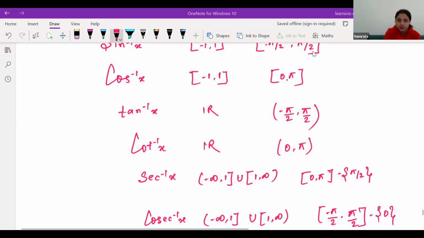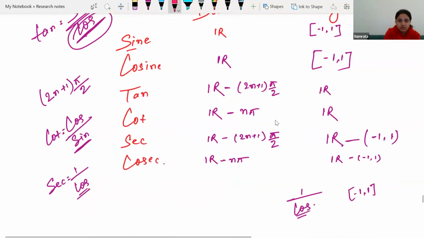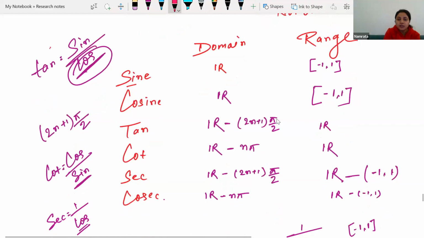About trigonometric functions and their domain and range. We have discussed the domain and range of sine. This concept is very important. You have already learned this concept in class 11. So you should know that the domain of the sine function is all real numbers, and the range lies between -1 to 1.